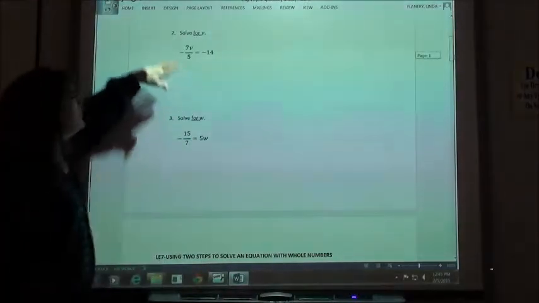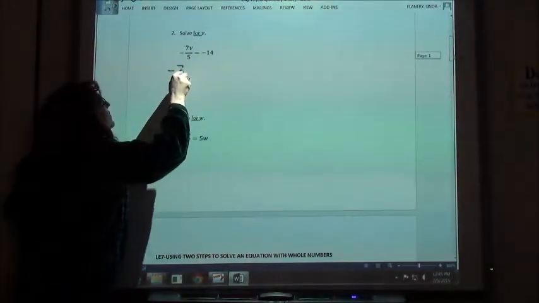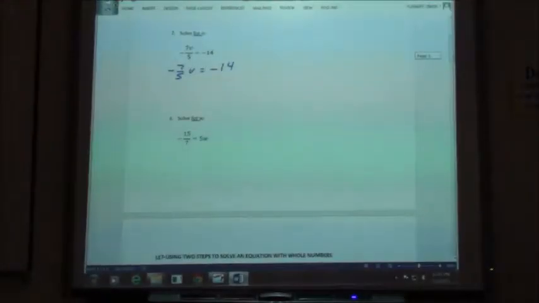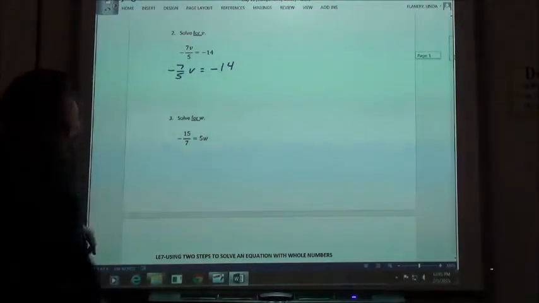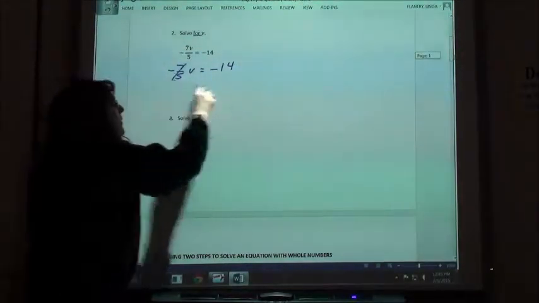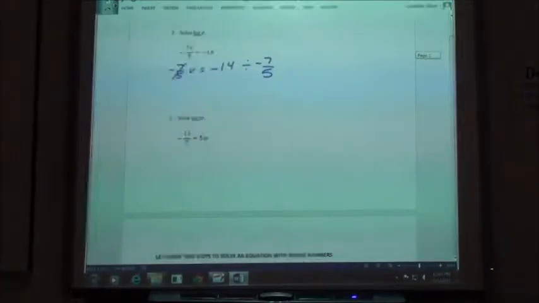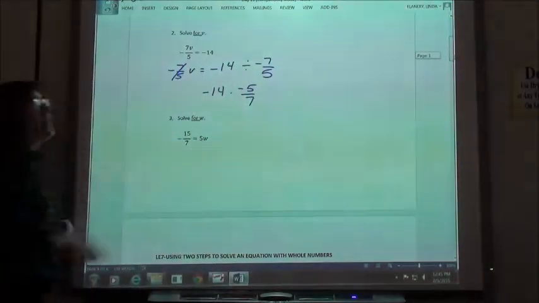Now this one looks a little bit different because they made it into one big fraction instead of a second fraction. But this really is the same thing as negative 7/5 v equals negative 14. Doesn't matter if that v's on top or behind it, it's still the same thing. So I want to get rid of the negative 7/5. I'm going to do that by dividing by negative 7/5, right? That is multiplying. When I move it over, I divide. And so when I divide, I'm going to take negative 14 times negative 5/7, because I've got to invert and multiply.